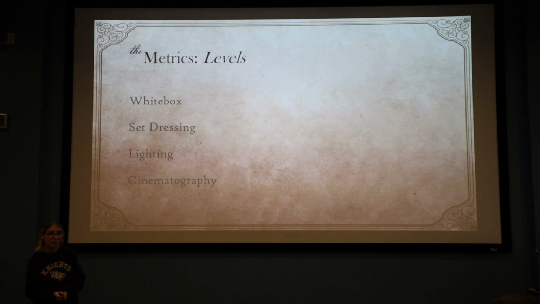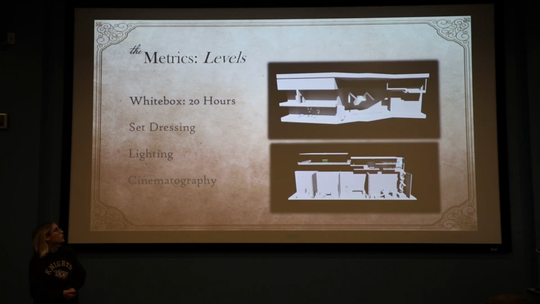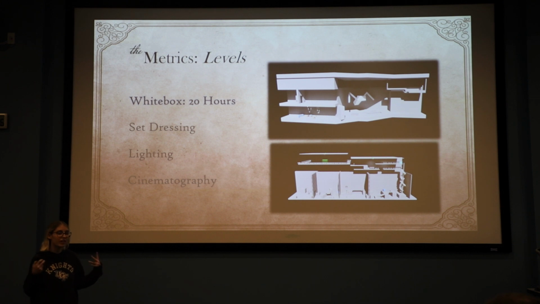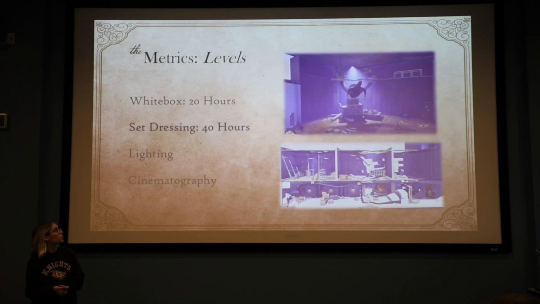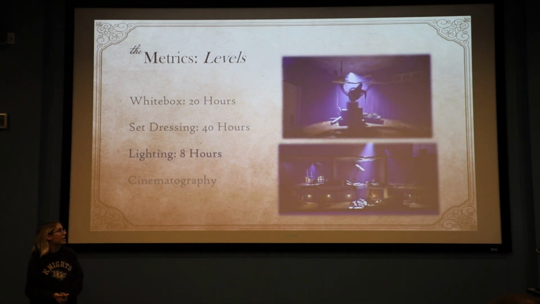And when it comes to our level design, we are planning to have those 3 areas I explained earlier. So this area for vertical slice is sort of an example of a slightly smaller version of what our areas would be like. So our white box took 20 hours, set dressing took 40, our lighting took 8 hours, and our cinematography took 14.